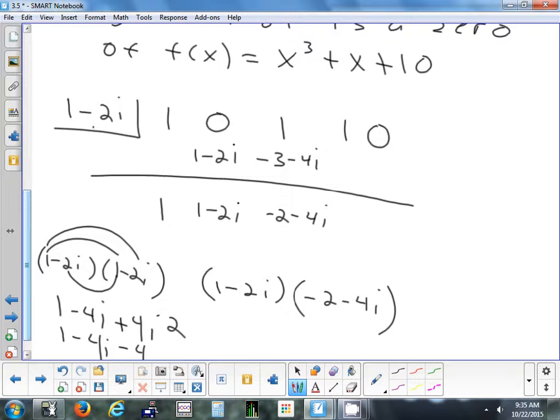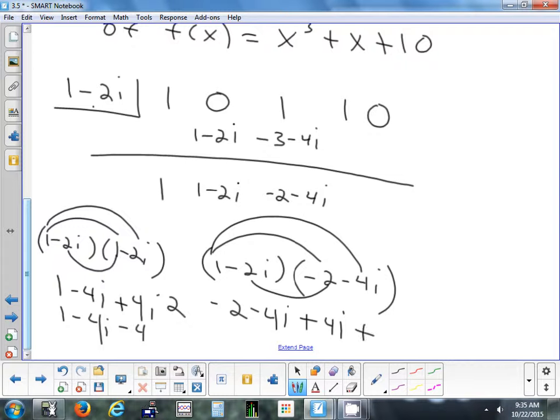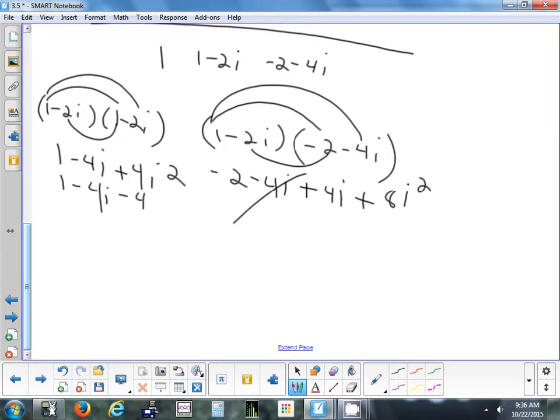Okay, 1 times negative 2 gives me negative 2. Yeah, it's just negative 2. 1 times negative 4i? Minus 4i. What's negative 2 times negative 2i? Plus 4i. Negative times negative is a positive. Negative 2 times 2, 4i. Okay? And the last part, negative times negative is positive. 2 times 4 is 8. And i times i? i squared. Those are gone.